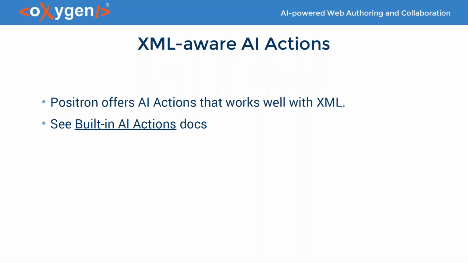The nice thing here is that Positron provides many built-in AI actions, some with the purpose of writing content and some that help you with the markup. For example, Positron has an action to generate a short description for your topics, so that you don't have to read the whole topic and write or compile a short description by yourself, because this consumes time.